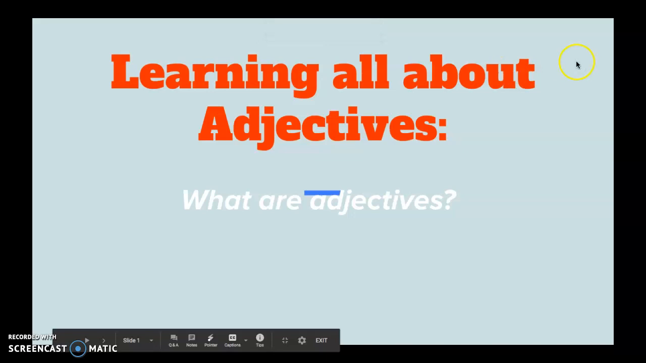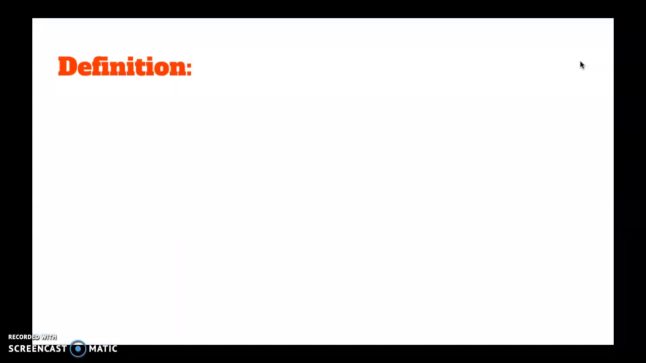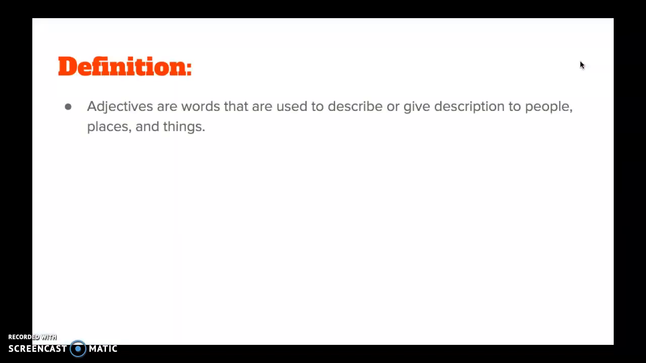You may have done this before with Miss Guerra or your other substitutes, but I thought for writing purposes and just in general for grammar, this is a great thing to go over and always get more practice on. So what are adjectives? The definition of an adjective describes it as words that are used to describe or give description to people, places, or things. So they're a simple word that just gives description to give better details about a certain thing, person, or place.